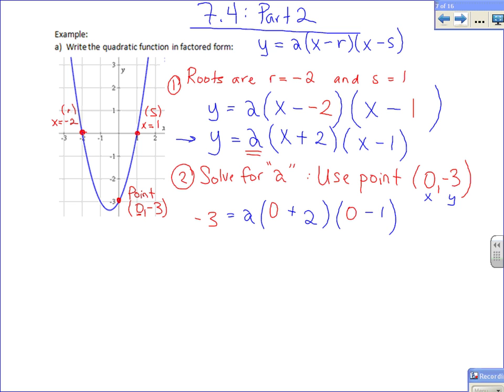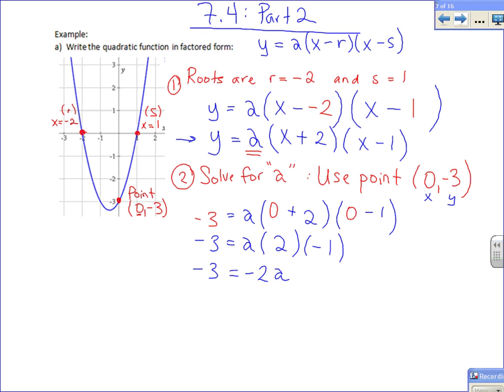I can do the subtraction and the addition that are in the brackets. So I get -3 is equal to a. Let's do the math inside the brackets. 0 plus 2 is just 2. 0 minus 1 is simply -1. I can put these together on the right-hand side. I see that a times 2 is 2a, times -1 is -2a. Okay, and that's equal to -3.